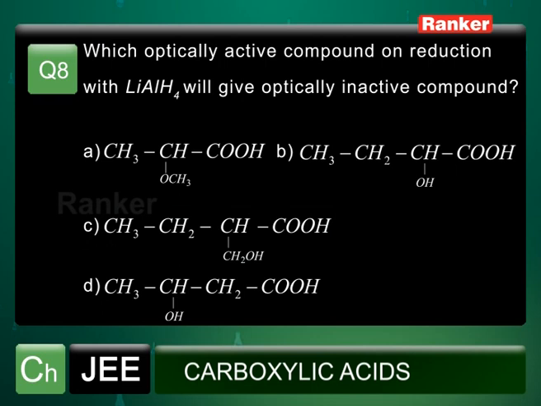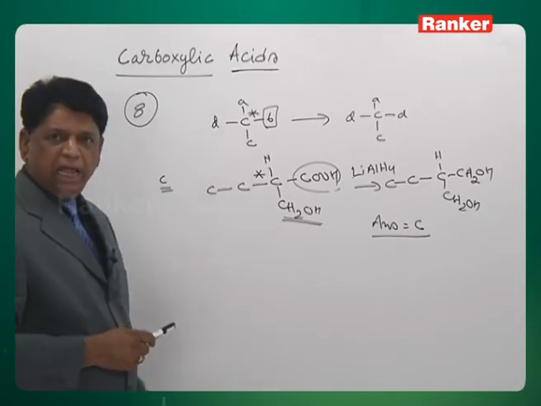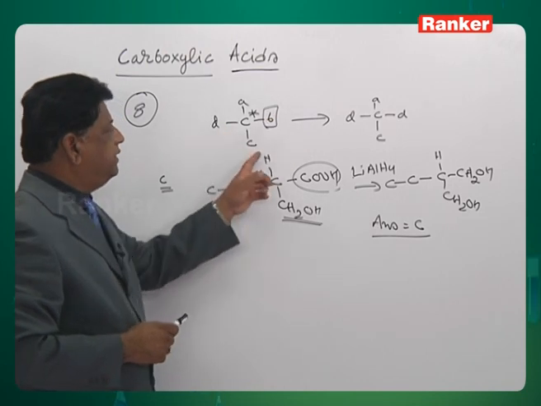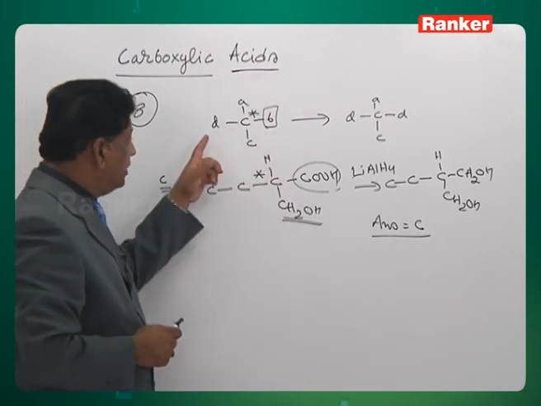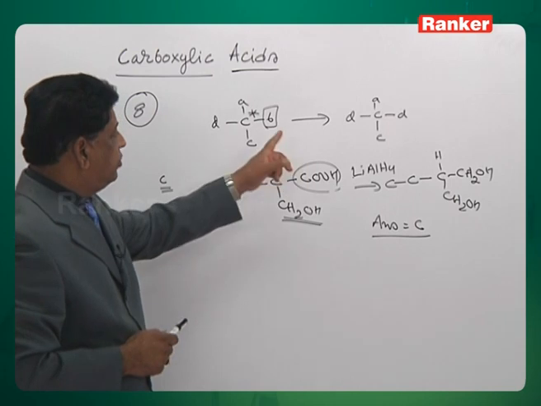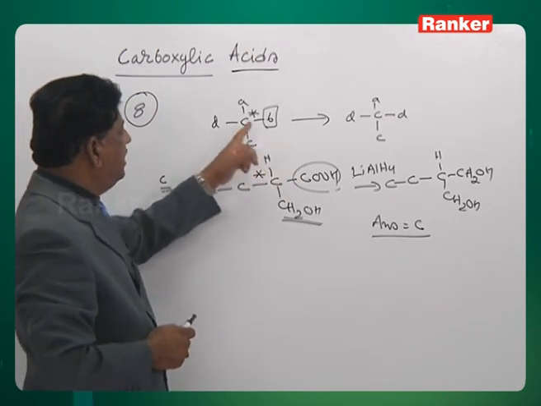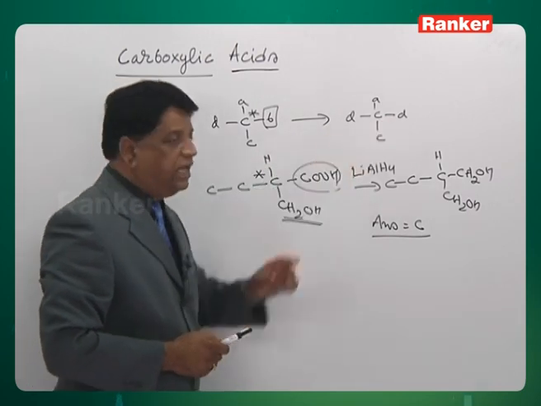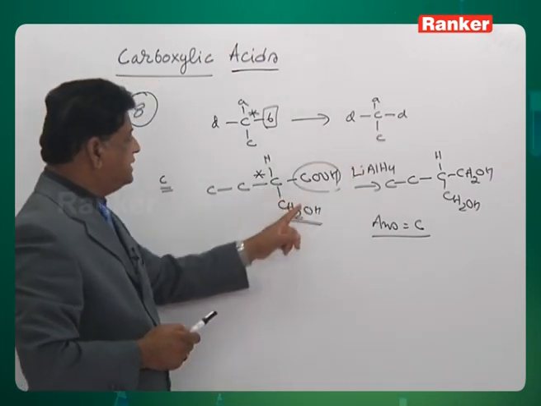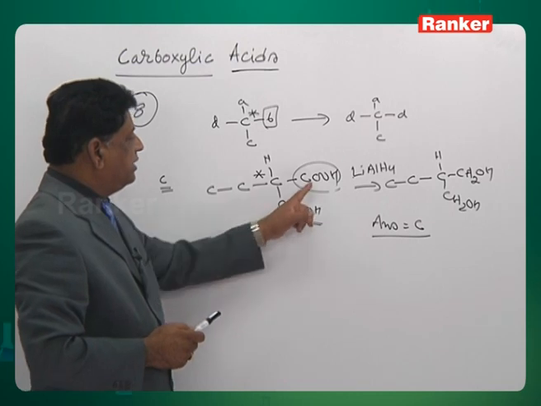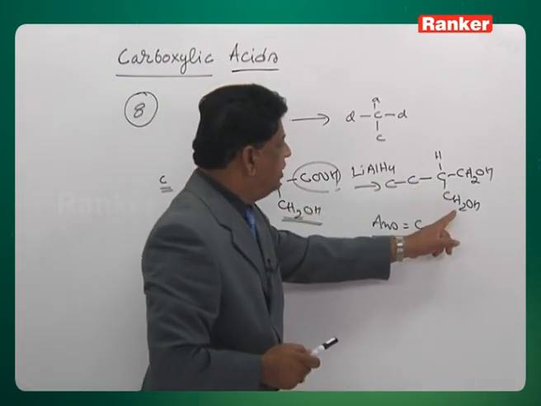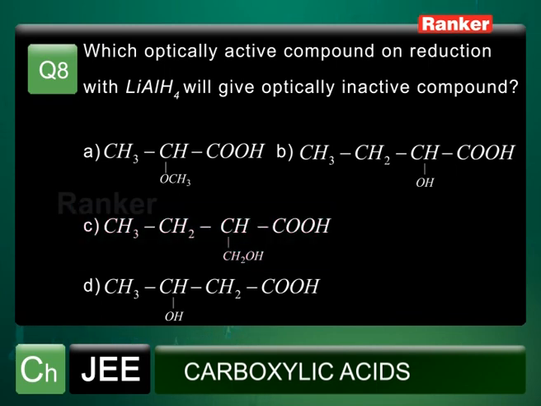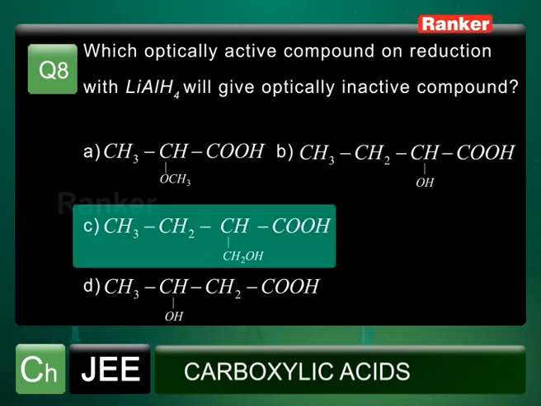So the concept here: the original compound is optically active. After a reaction, one of these A, B, C, D is converted into a group which is already there. For example, as I have shown here, A, B, C, D are there. If B is converted into D, which is already there, then like that here also, COOH and CH2OH are different groups. But when COOH is reduced to CH2OH, which is already there, it will become optically inactive. That is the concept involved in this reaction.